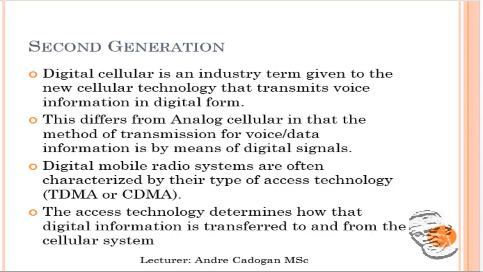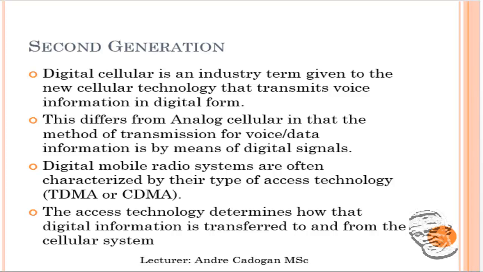But what differs from the analog systems is that digitizing data was introduced into mobile radio systems, using access multiplexing technologies so that both voice and data information are transmitted via digital signal instead of analog form. The access technologies also determine how the digital information is handled, so we're going to be looking at both control and voice channels that are set up in a different way on a digital platform versus analog.